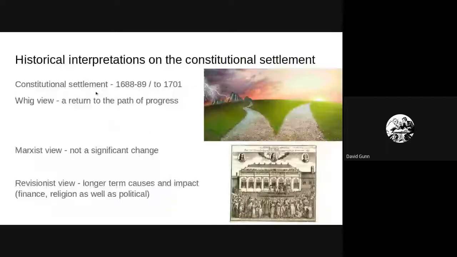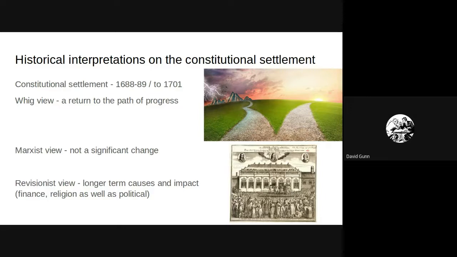So to start off with the historical interpretations on this. One of the key issues here is what do we mean by the constitutional settlement? Are we talking about 1688 to 89, so the direct events of the Glorious Revolution and immediately after, or are we taking it up to 1701? Because that really does change how you can view this and the significance of those events.